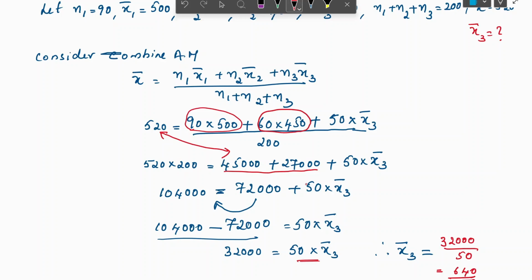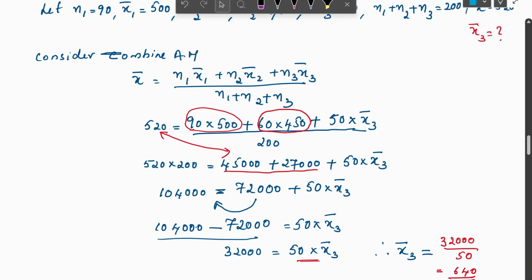Therefore, these last two questions are application type questions. Normally they can ask you directly to find the combined mean, or otherwise they will give you the information in such a way that one of the group values is missing and the combined mean is given, then you can find out what that missing value is. These last two examples are in that same category, and practice more questions to make sure that you are not going to make any mistake.